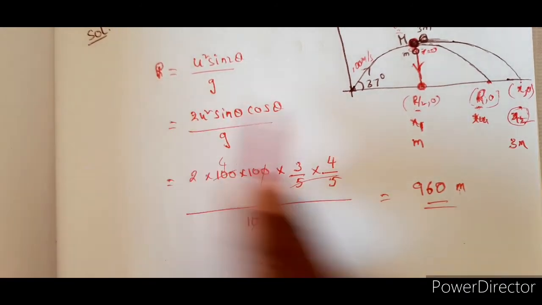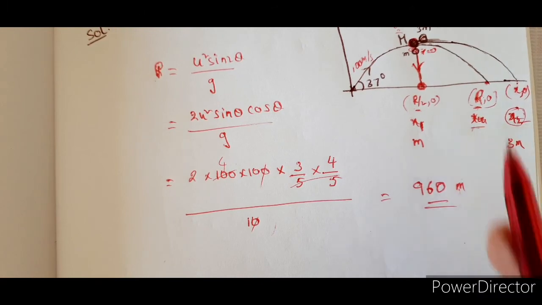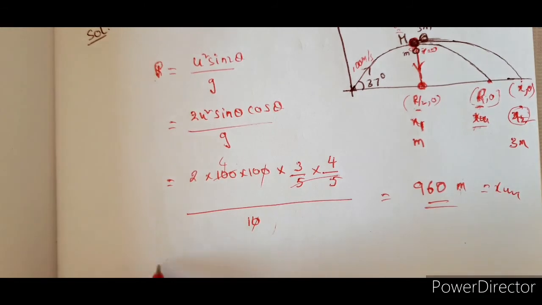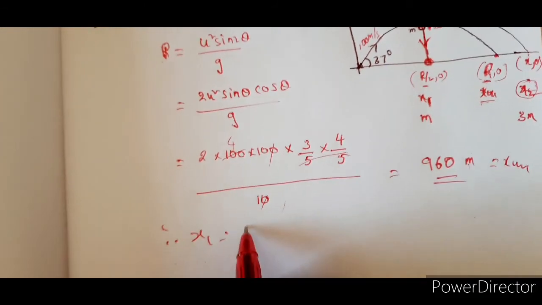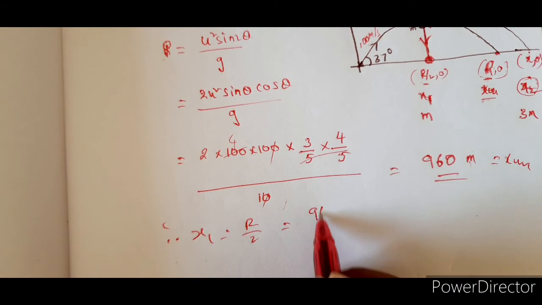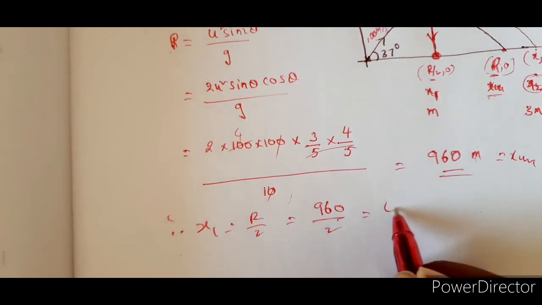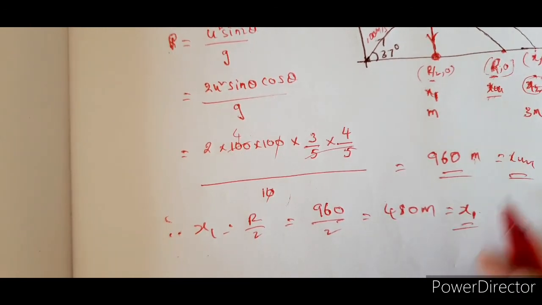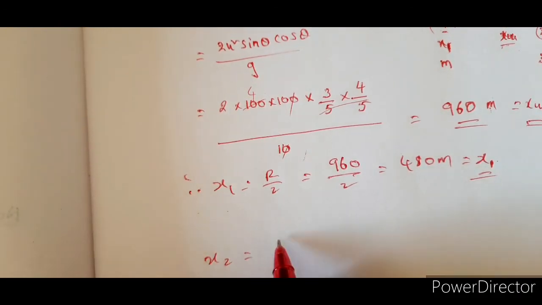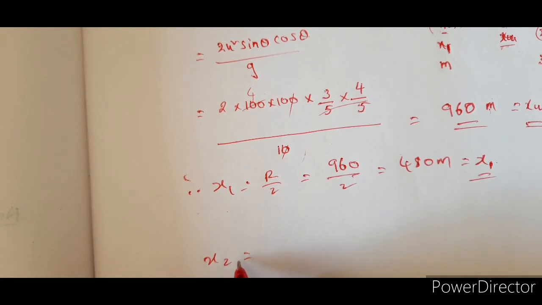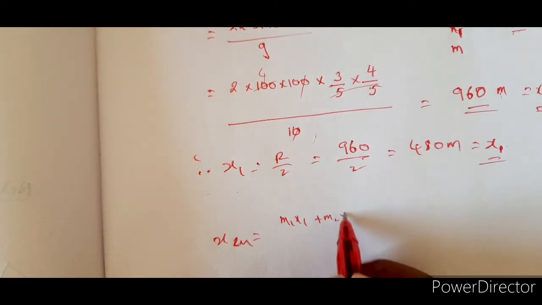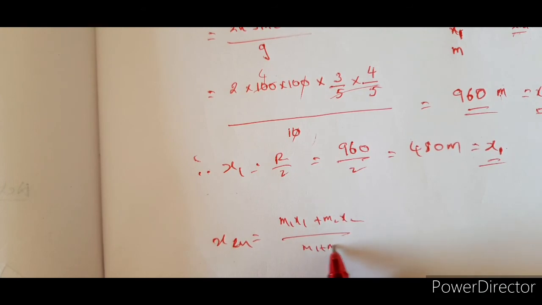So what is R here? R is XCM. So I will write it here, XCM. Very good. Now what is x1? x1 is equal to R by 2, which is 960 by 2, equal to 480 meters. So this is x1. You know xcm and x1. Find out x2. Take the actual formula: xcm is equal to m1 x1 plus m2 x2 divided by m1 plus m2.